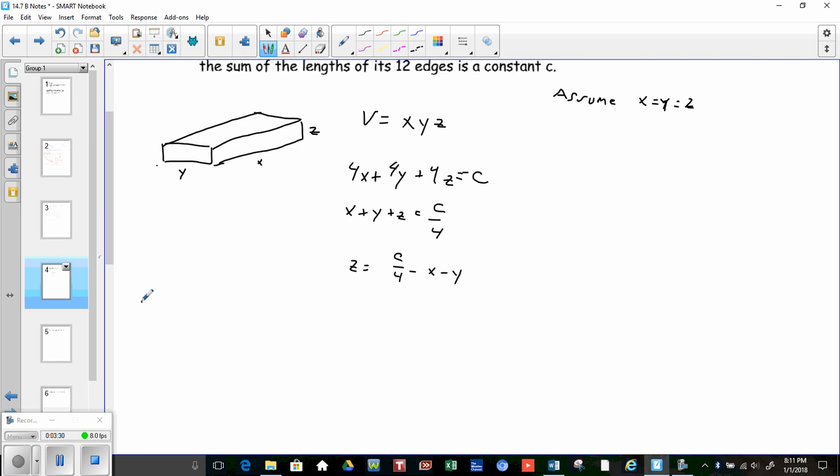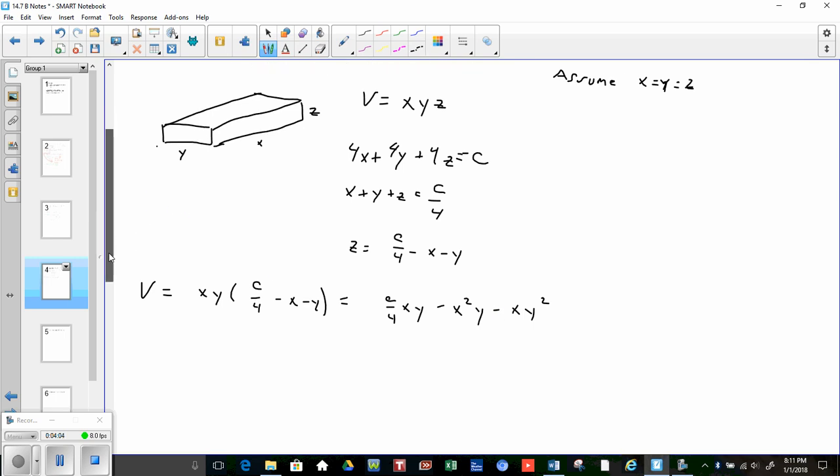So our new volume equation is going to be x times y times (c over 4 minus x minus y). And let's go ahead and distribute that, just to make it easier to take the derivative. So that'll be c over 4 xy minus x squared y minus xy squared. This is the volume equation that we'll use to go ahead and take our partial derivatives.